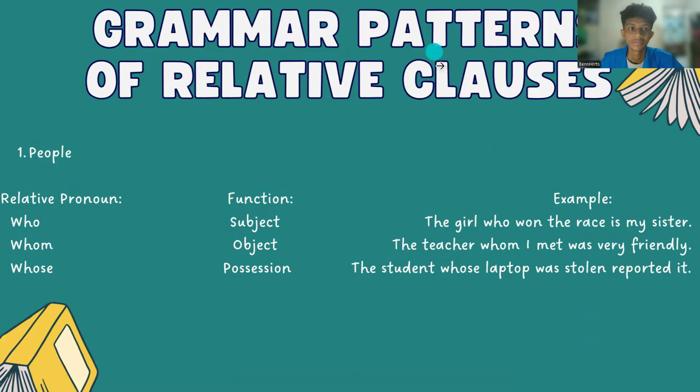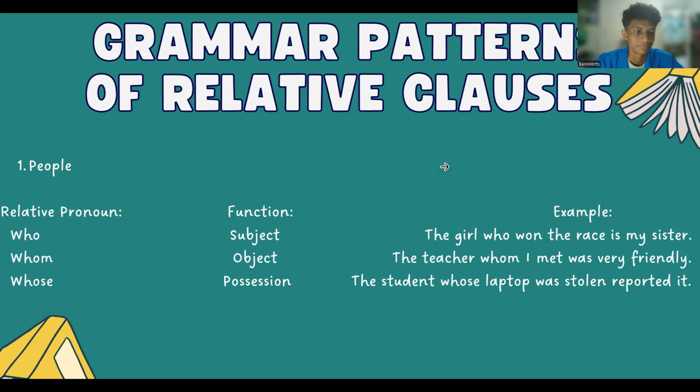This is the grammar pattern of relative clauses. First one is people. For people, the relative pronoun who functions as subject. For example, the girl who won the race is my sister. Whom, the function is object. For example, the teacher whom I met was very friendly.